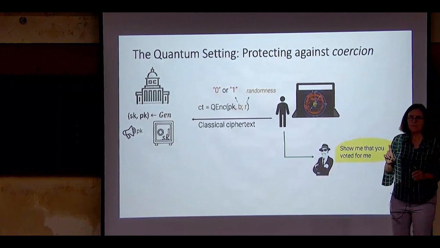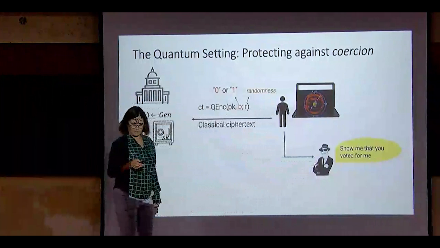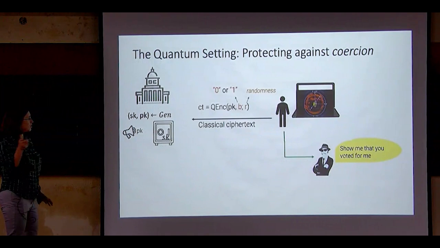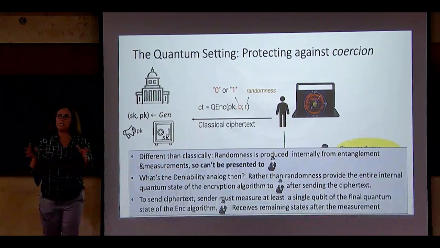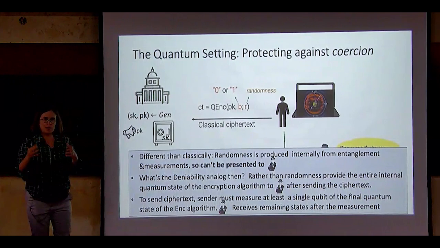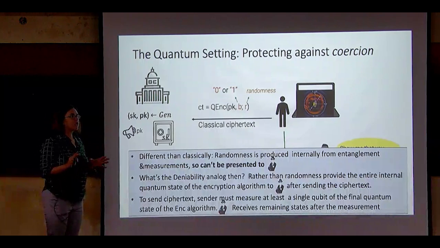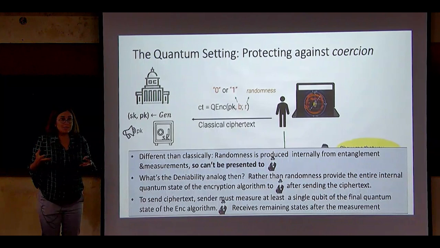Now he comes along and says, show me that you voted for me. The advantage of going quantum is the following. There are these beautiful results by Vazirani and others, which show that you can produce randomness internally in a quantum setting, using quantum entanglement and measurements. So randomness is no longer going to be provided by the sender. It's actually produced by the machines, and I have no control over it.